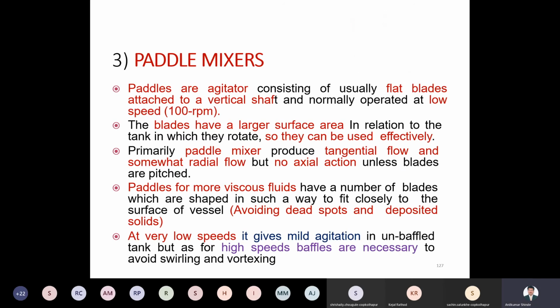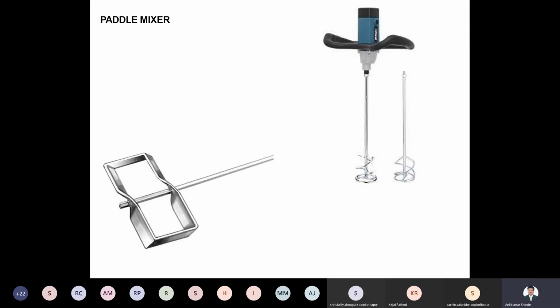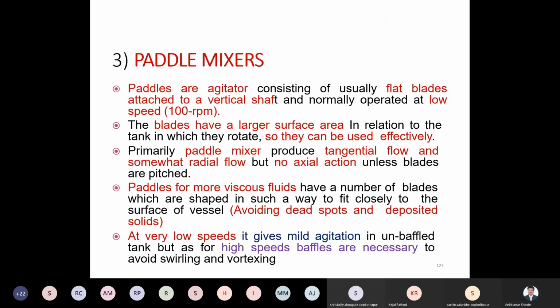The paddle mixers are agitator type mixers, which have flat blades attached to a vertical shaft. It is normally operated at low speed. The speed is very low, about 100 RPM, right? The blades have the largest surface area, which we can use very effectively, so the blade size should be appropriate.